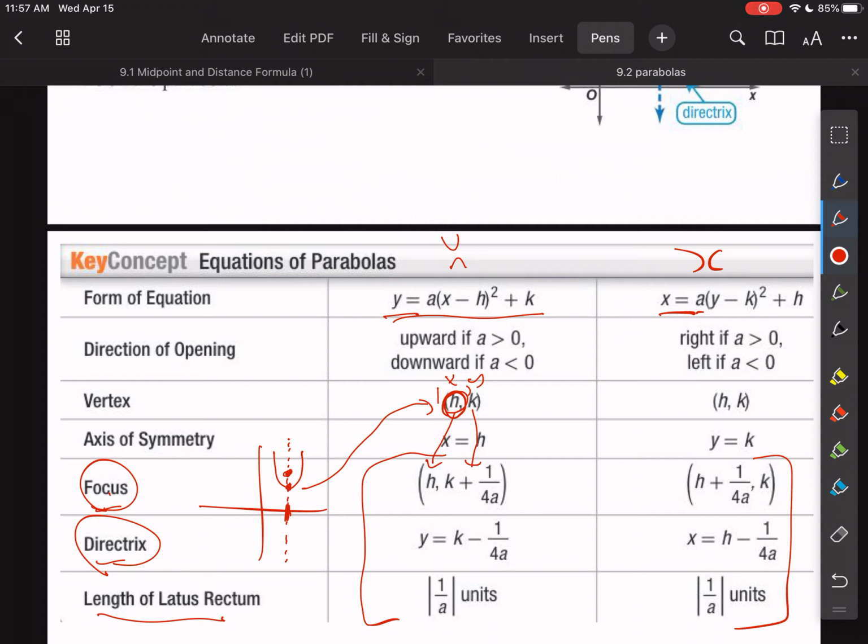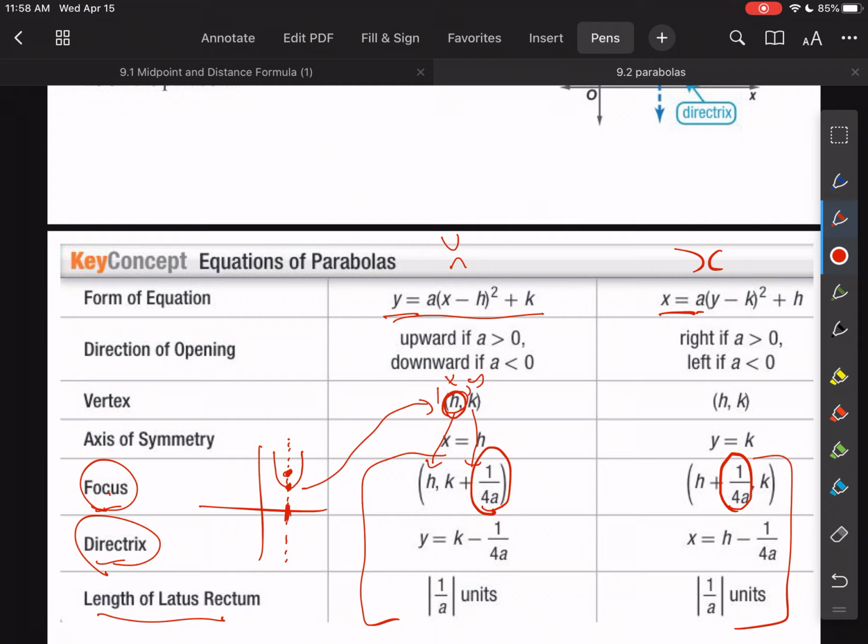To figure out the distance from the vertex to the focus in the y direction, we add 1 over 4a. That's the big takeaway. And if it opens left and right, we add the 1 over 4a to the x value, because we're moving left and right. That's the difference between the two. And then the directrix equation switches as well. The x and the y values swap because it's opening left, right versus up, down.